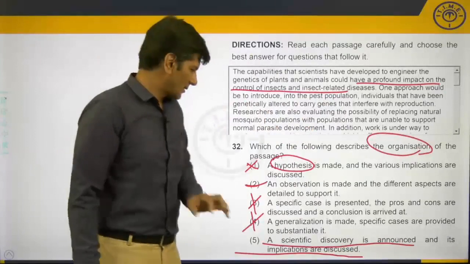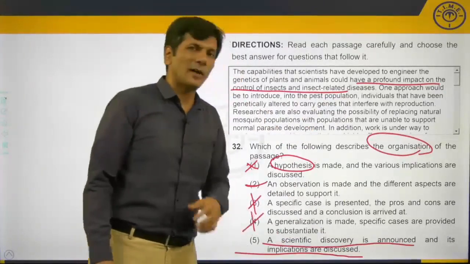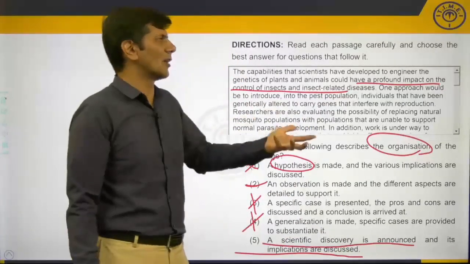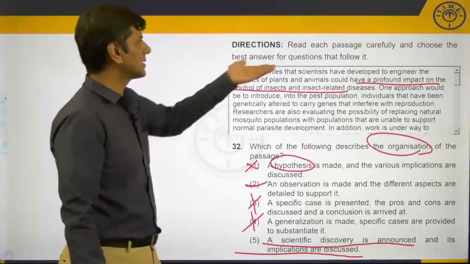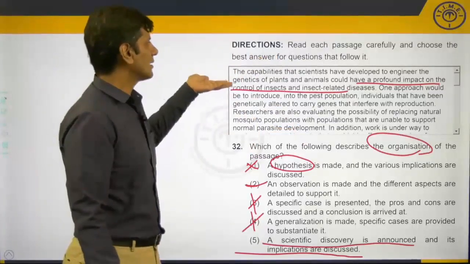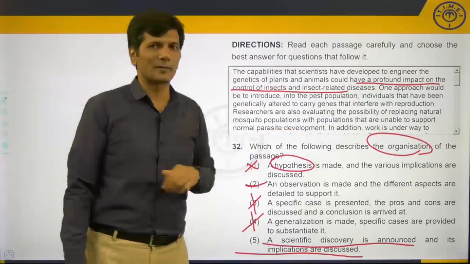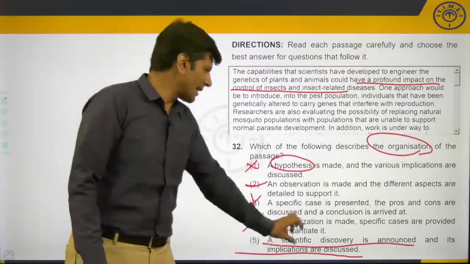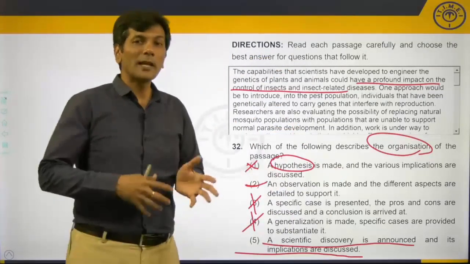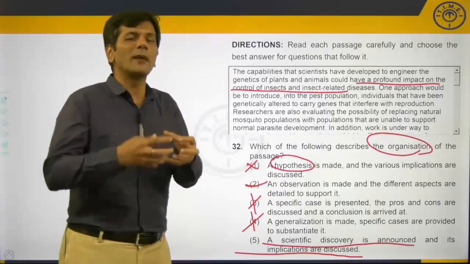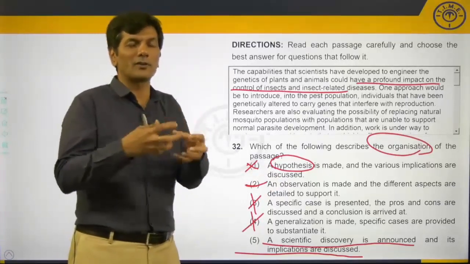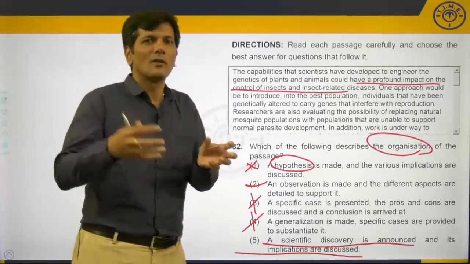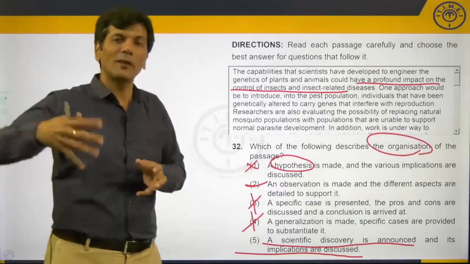Now, we could be okay with the first part, that a scientific discovery is announced. What is a scientific discovery? That they have developed ways to engineer the genetics of plants and animals. The second part, its implications are discussed. Implications would mean, if we implement this particular discovery or invention that we created in our labs, what would be the pluses and minuses? They would be implications.